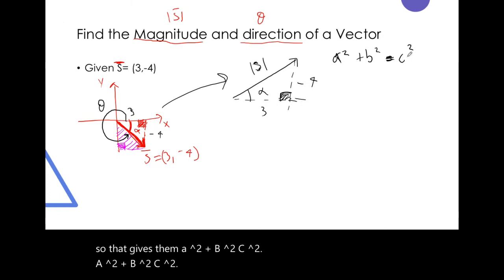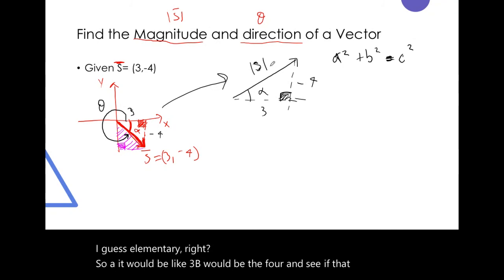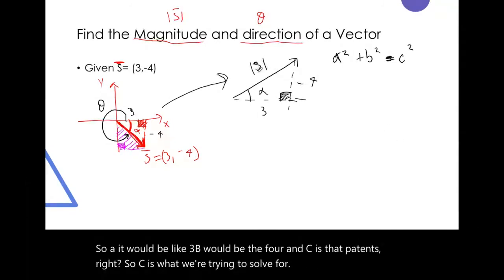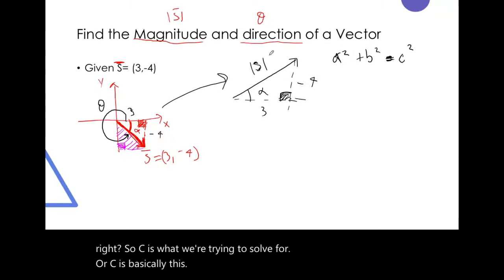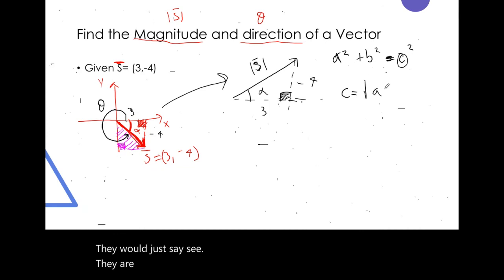Very classic in, I guess, elementary school. So, a would be 3, b would be 4, and c is the hypotenuse. So c is what we're trying to solve for. Well, c is basically this magnitude. So if we want to solve for c here, then c, the hypotenuse, is the square root of a squared plus b squared.